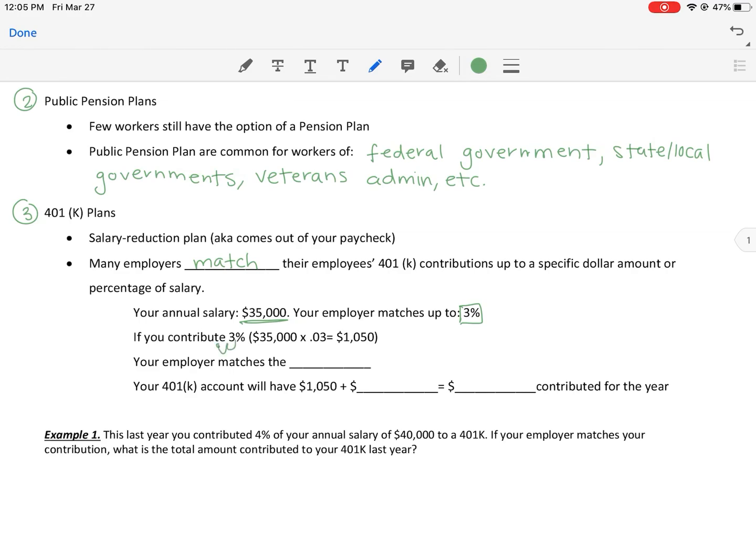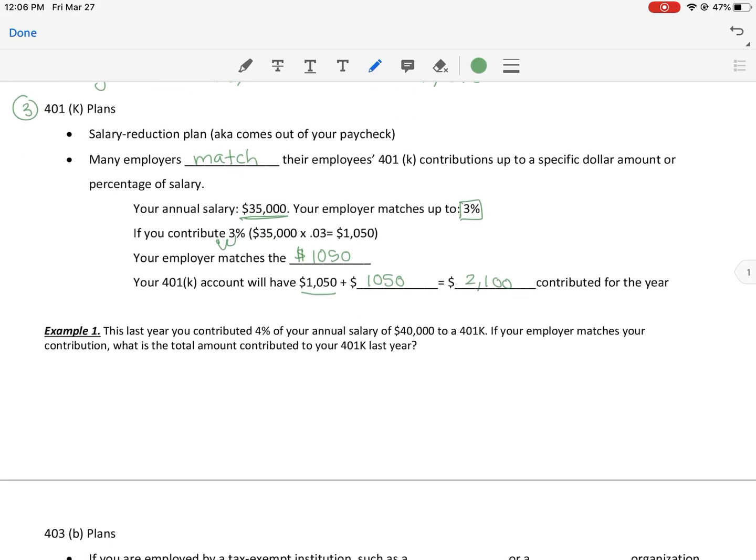That means if you contribute 3%, which, as you move the decimal twice to the left, is 0.03 times 35,000, that is $1,050. That's how much you put into your retirement each year. But if your employer matches that, they're also going to put in that same exact amount, $1,050. So at the end of the year, if you take what you put in and add what your employer puts in, we would have a total of $2,100 that was contributed for the year. So you're almost just doubling your money simply by putting it in there.